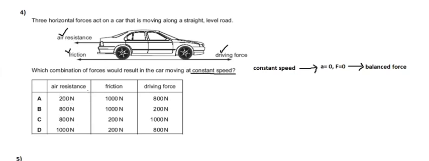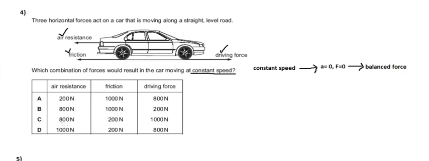In option A, air resistance is 200 and friction is 1000, so the total will be 1200 on the left hand side, and on the right hand side the driving force we have is only 800. So both are not equal. They are opposite in direction but not equal, so we can't get any balanced situation. Option number B: air resistance, that is nothing but the air friction, is 800 here, and friction to the floor is 1000. The total force in the left hand direction is 1800, but the driving force is only 200 Newton. So that is also not possible. It is not a balanced situation.